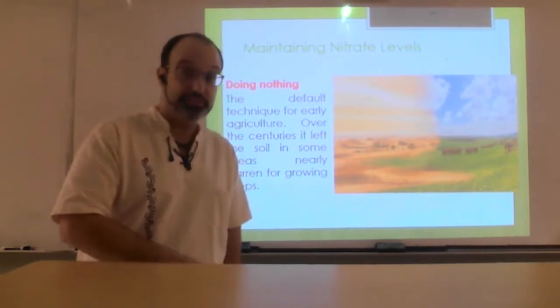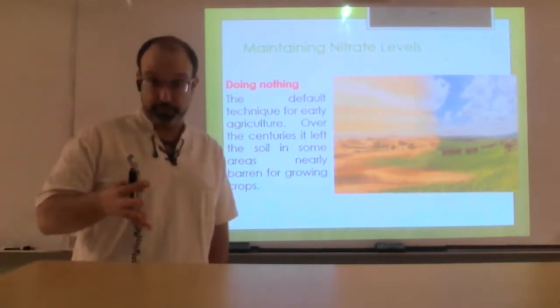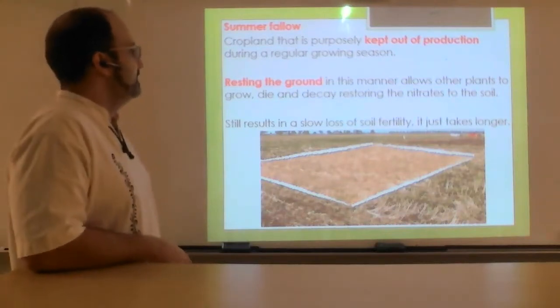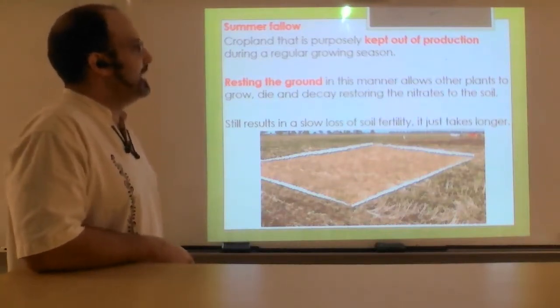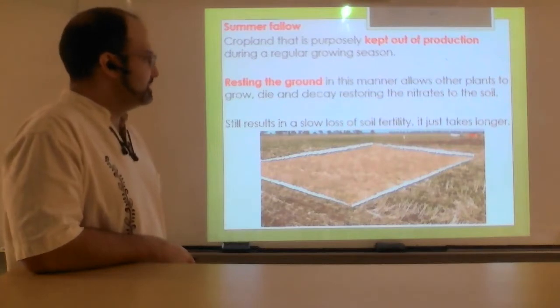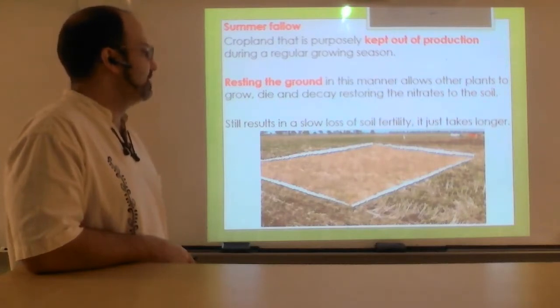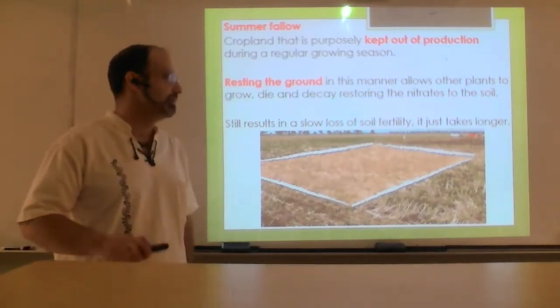All right, so obviously we'll call this level 0. Now we're going to go up to level 1. Boom! Summer fallow. Cropland that is purposely kept out of production during the regular growing season. Resting the ground in this manner allows other plants to grow, die, and decay, restoring the nitrates to the soil. It still results in slow loss of soil fertility.